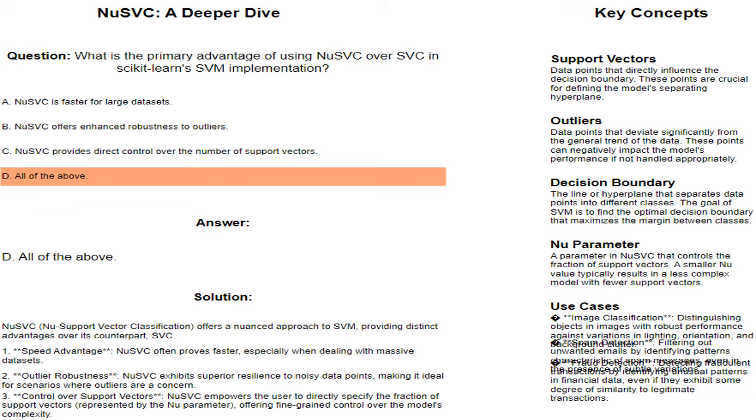19. Control over support vectors. New SVC empowers the user to directly specify the fraction of support vectors represented by the new parameter, offering fine-grained control over the model's complexity. Correct. All of the above statements accurately reflect the advantages of new SVC over SVC. New SVC combines the benefits of speed, outlier robustness, and direct control over the number of support vectors, making it a powerful tool for tackling various machine learning challenges.